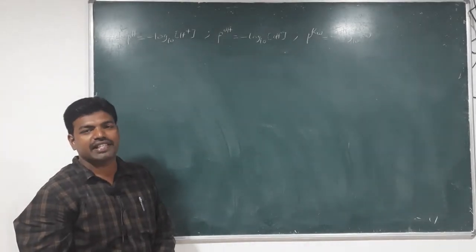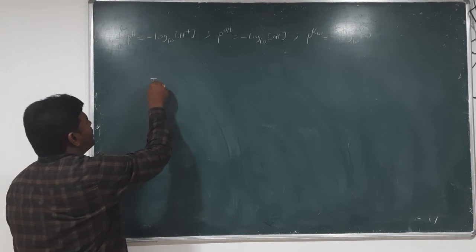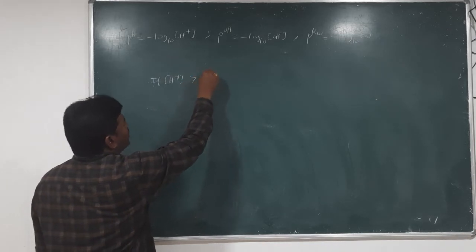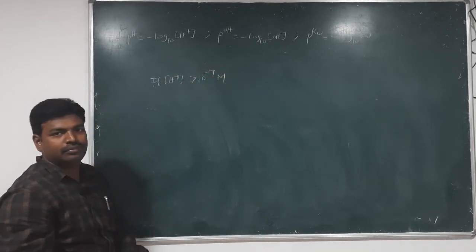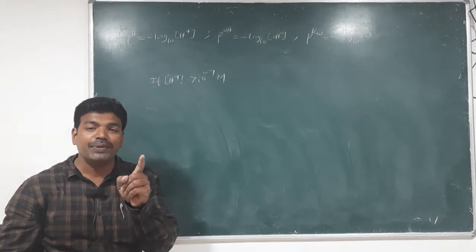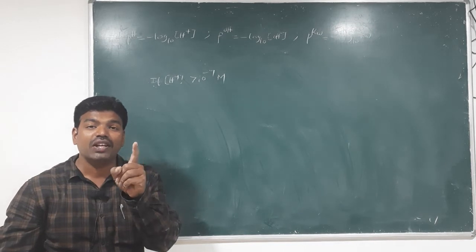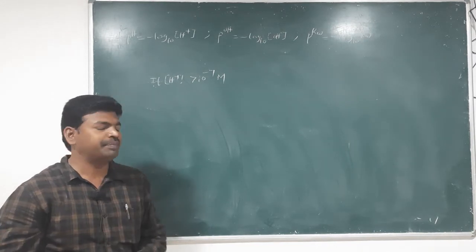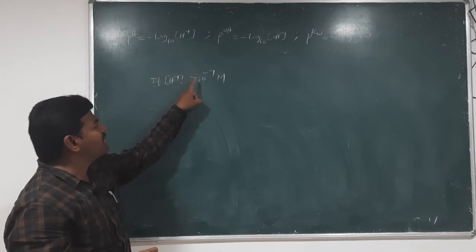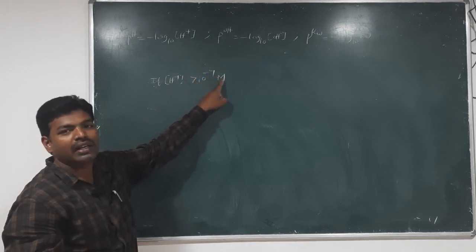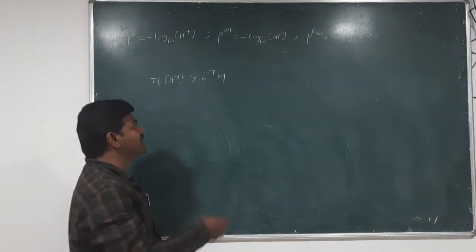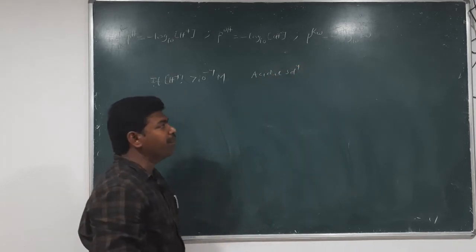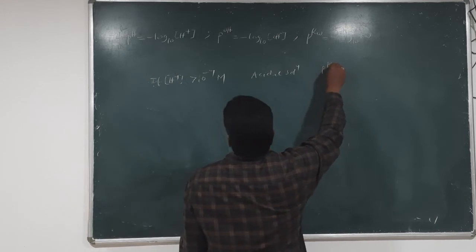Now we shall go through the different cases of pH. If the concentration of H plus ions is greater than 10 to the power of minus 7 molar, then the solution is said to be an acidic solution, and the pH of that solution is less than 7. Already I told you, Sorensen introduced the concept of pH to determine the concentration of H plus ions in solutions.